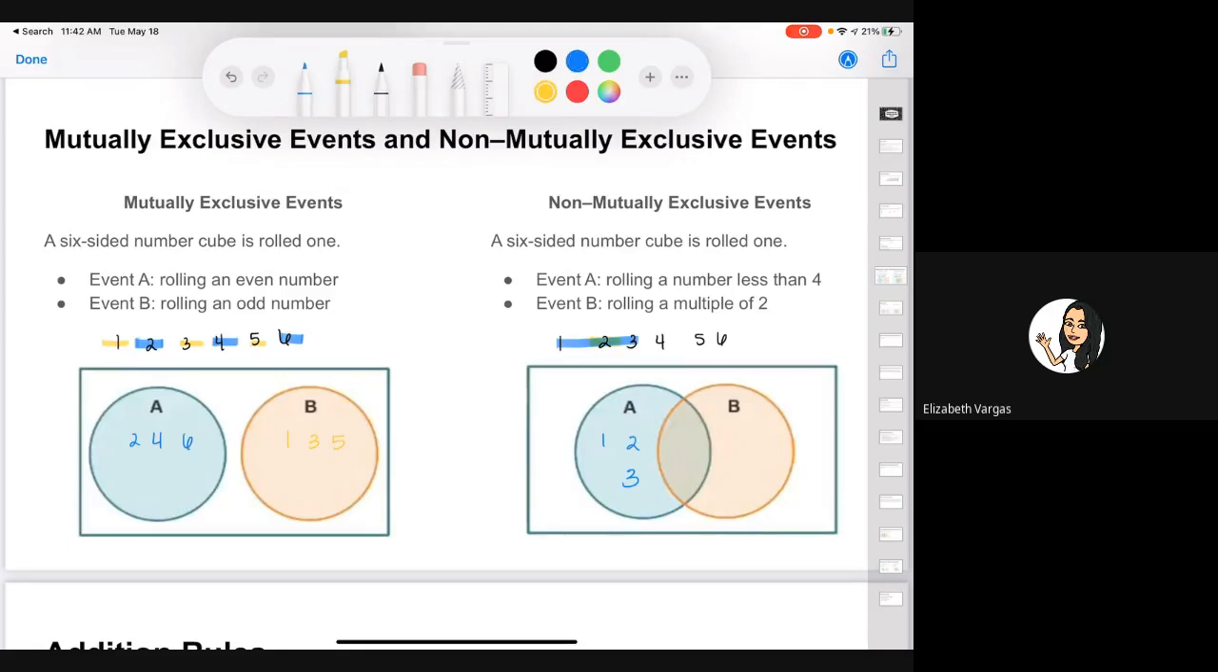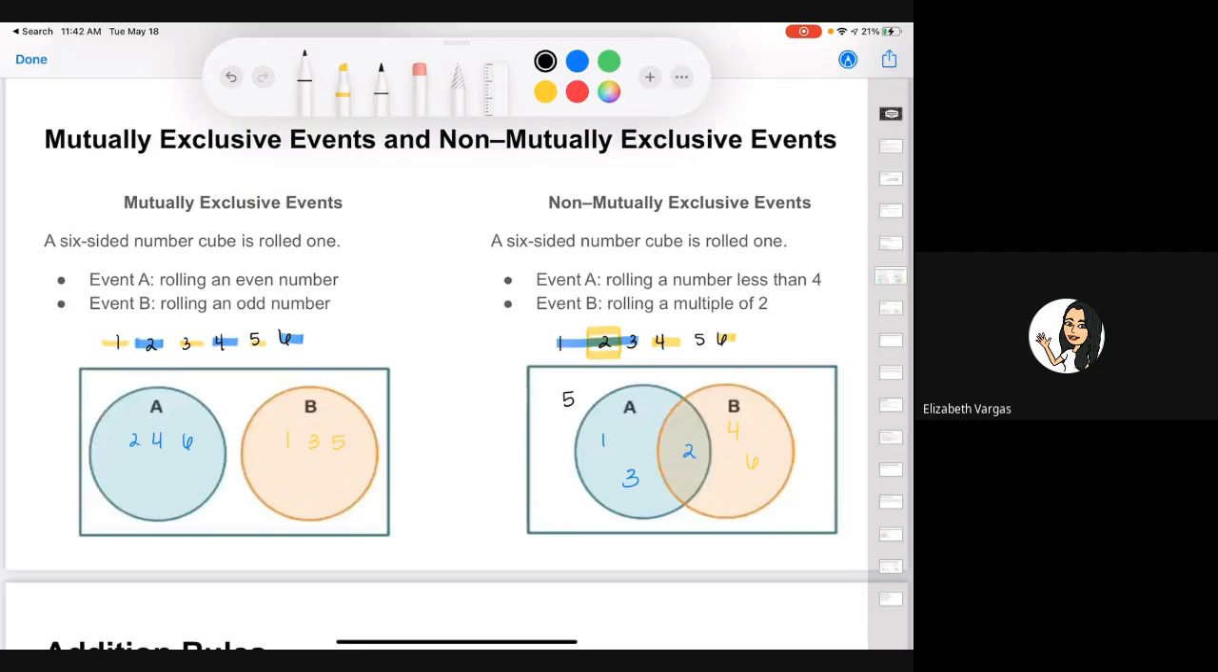So 2, 4, 6. Well, what I see there is I have an intersection point, and so that means 2 will move to the center. And 4 and 6 will get placed over here. And because there is that intersect, and that leaves 5 that we didn't highlight, 5 would just go on the outside. So that means that there is a point where those 2 things can happen at the same time, where event A and event B can happen at the same time. So those would be non-mutually exclusive.